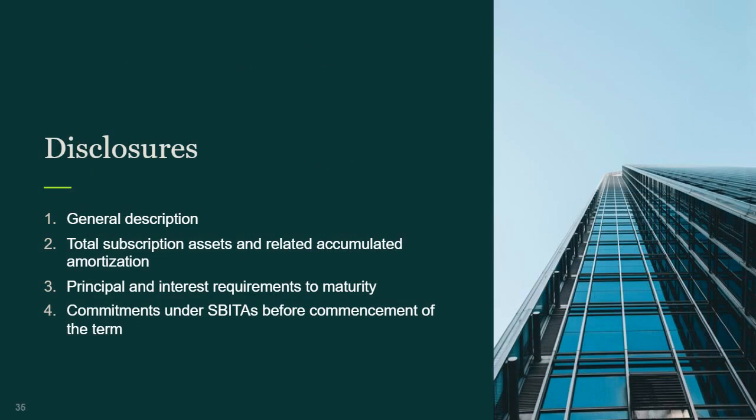Again, we're going to add some new disclosures to the statement, but they're very similar to those that were added as a result of Statement 87. You're going to give a general description of those SBITA contracts that you have, include the total subscription assets, and then, of course, the related accumulated amortization, the principal and interest requirements to maturity or to the end of that contract, and then commitments under SBITAs before the commencement of the term.